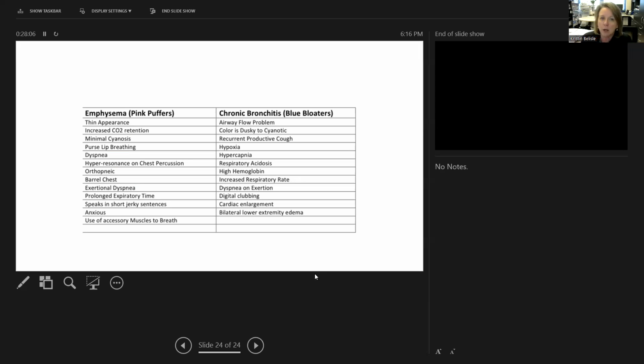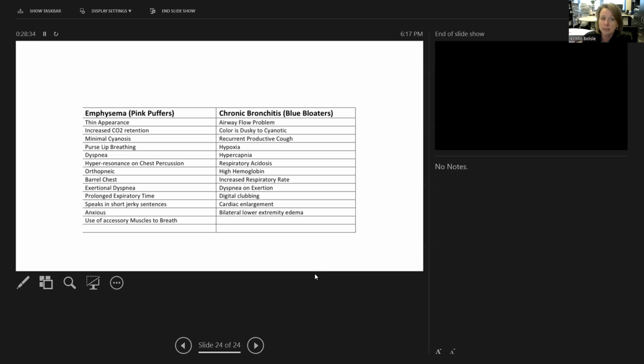Now, they both have CO2 retention, and I want to make it a point to say that. But the chronic bronchitis blue bloaters, they are hypercapnic. That means their CO2 is high. They are in severe respiratory acidosis. An emphysema patient is not. They normally have normal ABGs in the beginning and they'll start to worsen, and then they'll start to retain, but they will eventually go into respiratory acidosis. They have pursed lip breathing.